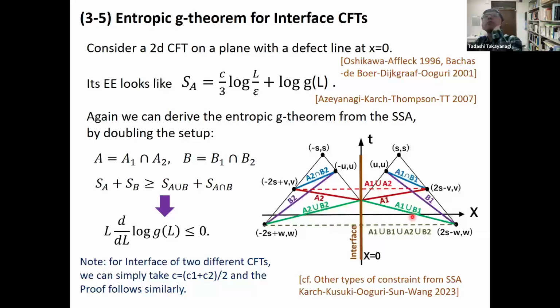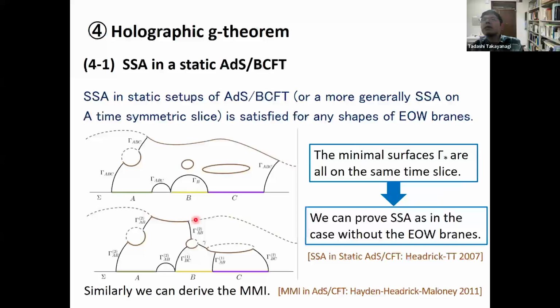Okay, so now I go to holography. What about strong subadditivity? On Monday I explained how to derive strong subadditivity in holographic entanglement. This is very simple. But what about AdS/BCFT? Can we derive strong subadditivity? It turns out that for a static setup, if we talk about a static background, the derivation of strong subadditivity is almost the same as in usual AdS/CFT. So in AdS/BCFT, strong subadditivity is the same as in AdS/CFT. If we try to think about it, it's very easy to find. So I'm not going to talk about this.